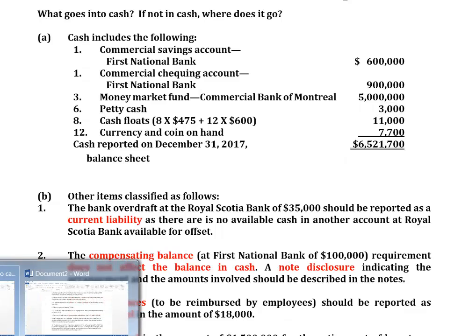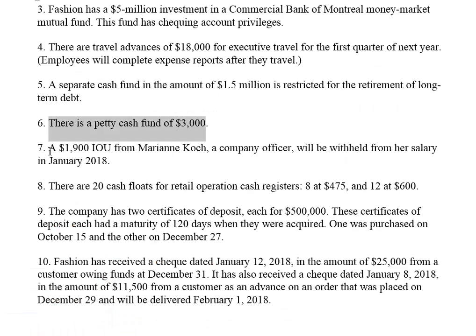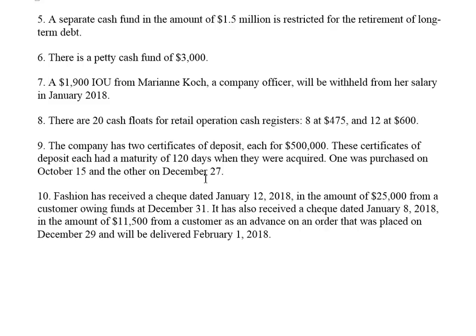Let's look at item number 7. Item number 7 says we have an IOU from Marianne Cook. She's a company officer, and that amount of money is going to be withheld from her salary in January 2018. Don't forget, we're at the end of 2017 right now. So the company has advanced an employee some money. IOU stands for I owe you money. So the idea here is that $1,900 is owed back to the company.